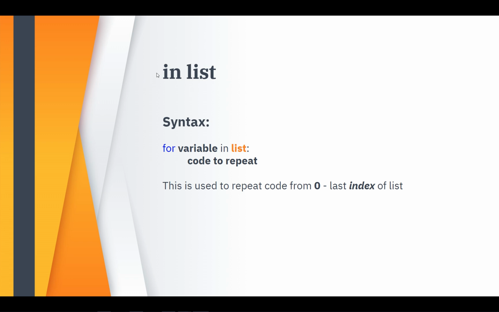The next one is in list. So the syntax is pretty similar to in range, but instead of parentheses, we have for variable in and then the name of your list. Here's the code, and then this basically just cycles through every index of the list and allows you to access each variable.